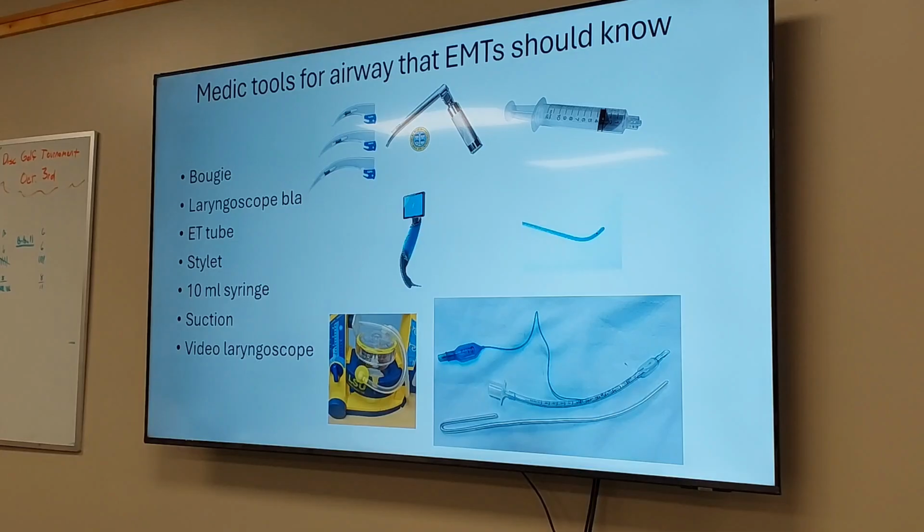Your ET tubes are down on the bottom right. They also have a stylet in that picture. A 10 ml syringe, because you inflate a balloon on an ET tube, is up in your top right. The portable suction is on your bottom left. And the ProView is the video laryngoscope that we use, and I'll show it to you when we go out there.